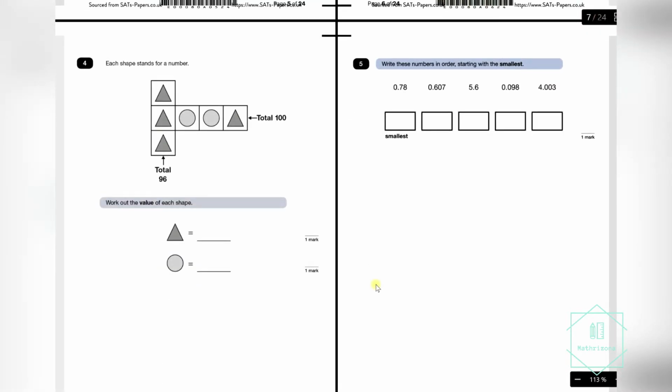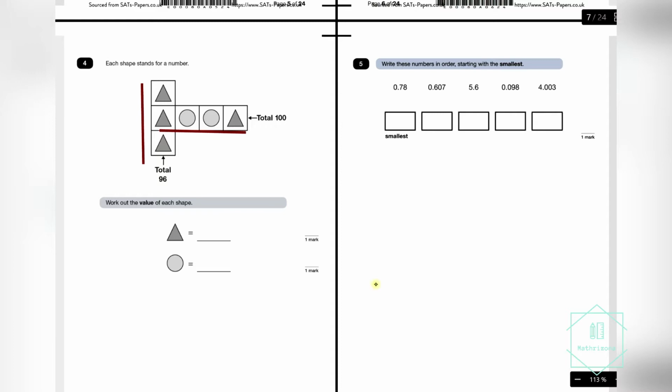Each shape stands for a number. So we have a triangle and a circle. From top to bottom, these three triangles show 96, and these two triangles and two circles show 100. So we have to work out the value of each shape, the triangle and the circle. Let's work it out. So first let's work it out.